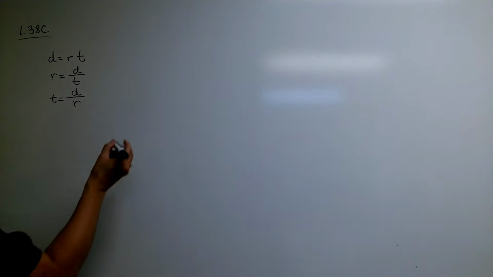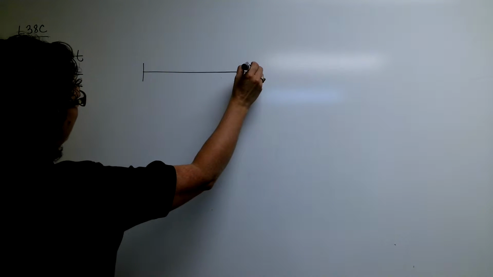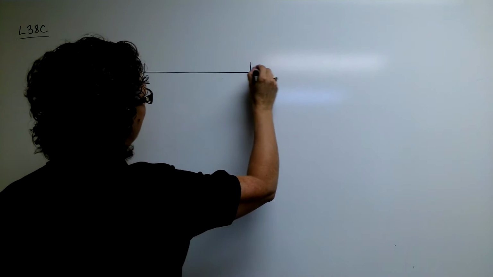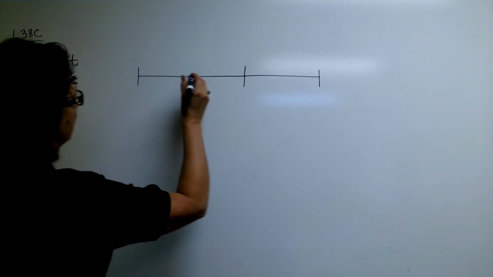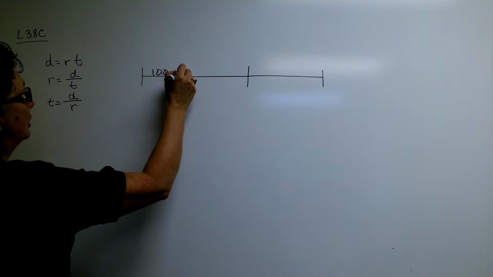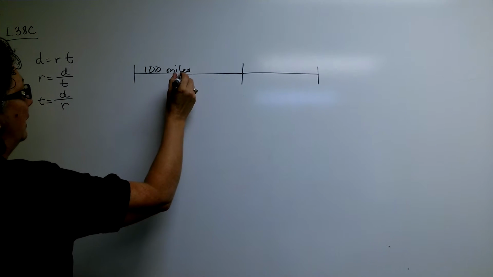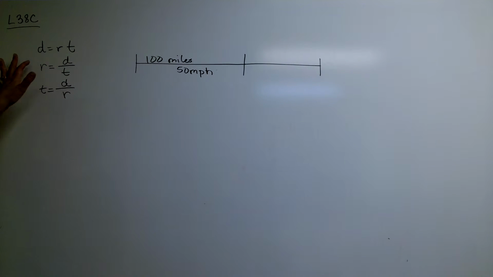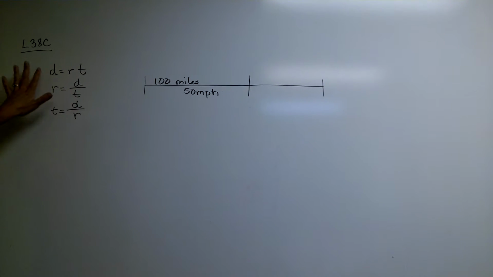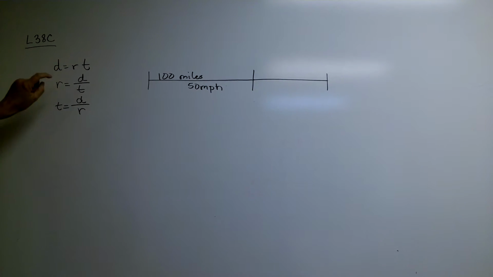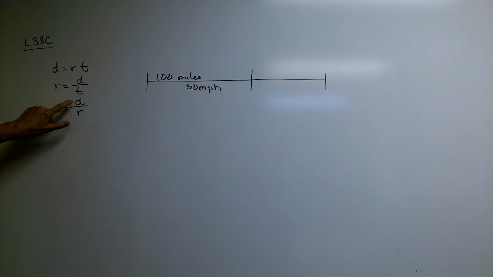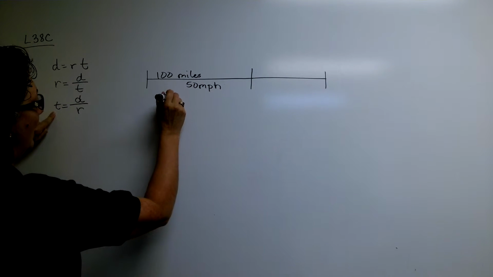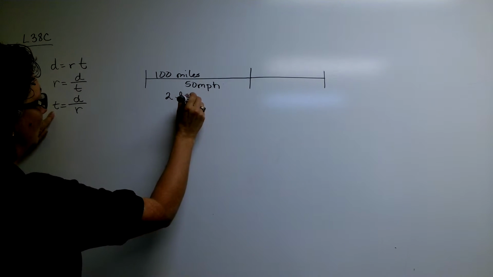So let's look at a picture here. They started out, they drove this far at one rate, and then they drove this far at a second rate. I believe it was 100 miles that they drove at 50 miles per hour, which from our formula over here, our pattern, we know that if I take my distance and divide it by my rate, I get my time. So this time was 2 hours.